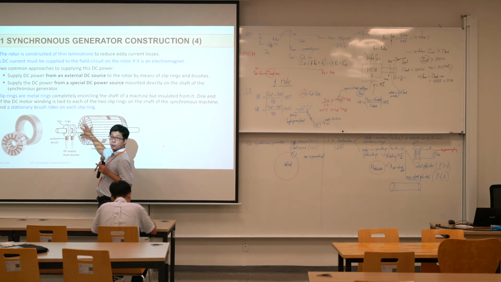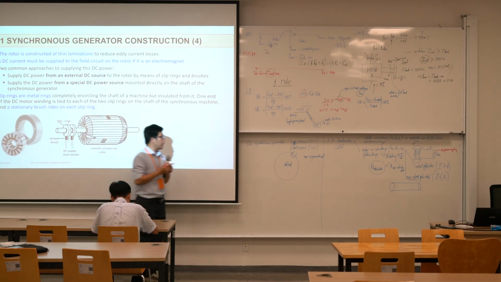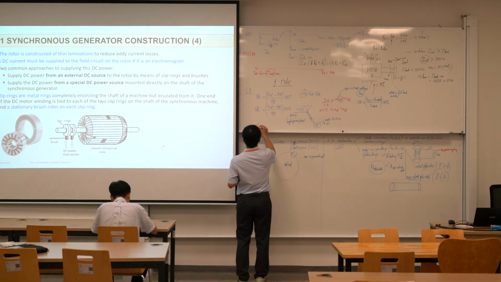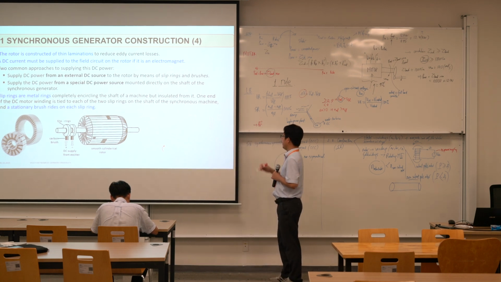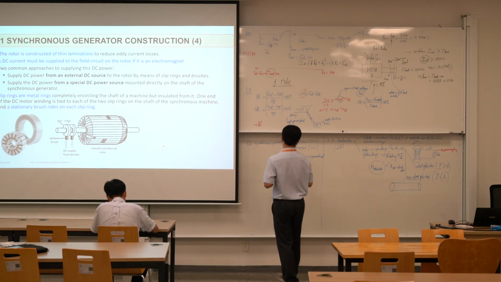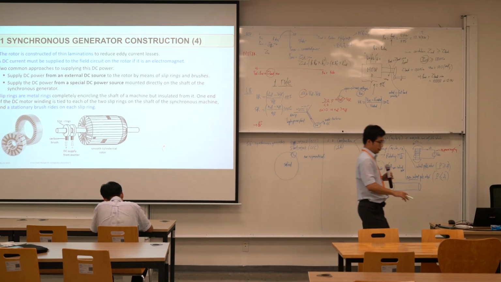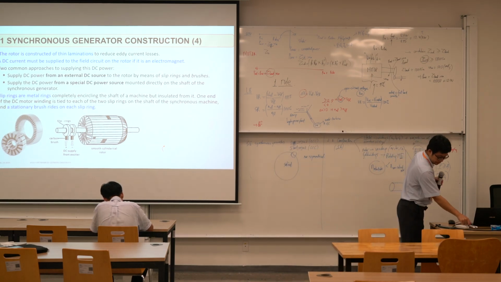After that, we have the rotor current. We have rotor current, so we can generate what? We can generate the magnetic field from the rotor. Okay?